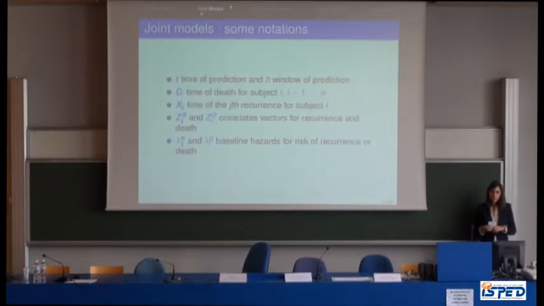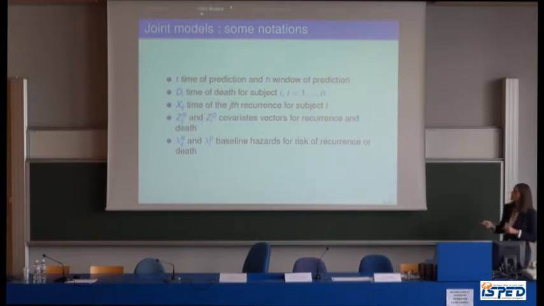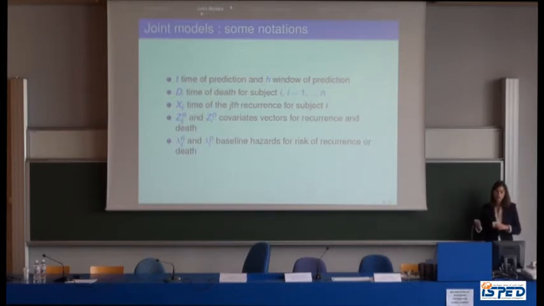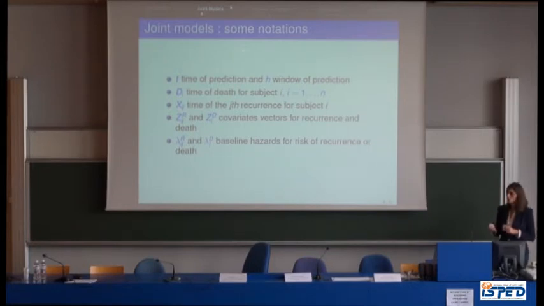So I'm going to introduce some notation. T is going to be the time of prediction and H the window of prediction. We define D_i as the time of death for the subject i. And for each subject, we are going to observe different recurrent events. So we define X_ij, the different times of recurrent events for this subject. We can distinguish two kinds of prognostic factors: prognostic factors associated to the recurrent events, but also prognostic factors associated to death. And in this case, we were interested also in the estimation of the baseline hazard function for the risk of recurrence, but also for the risk of death.